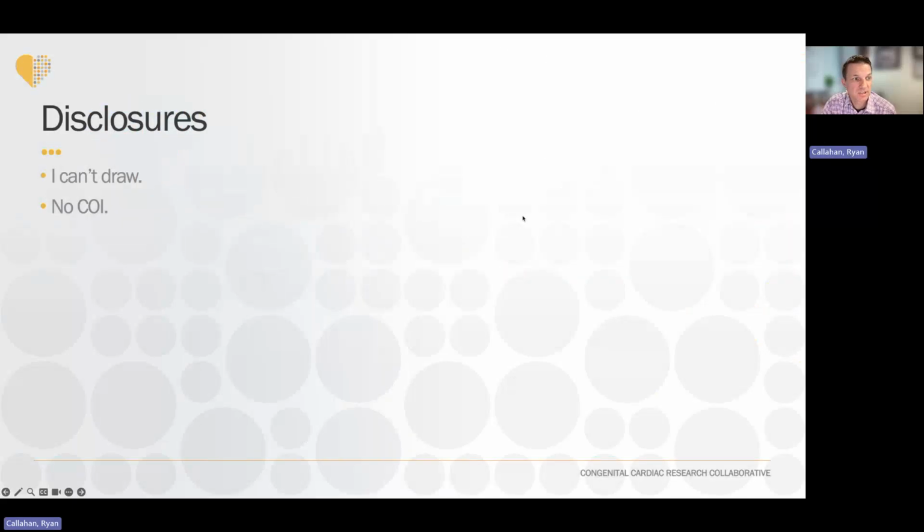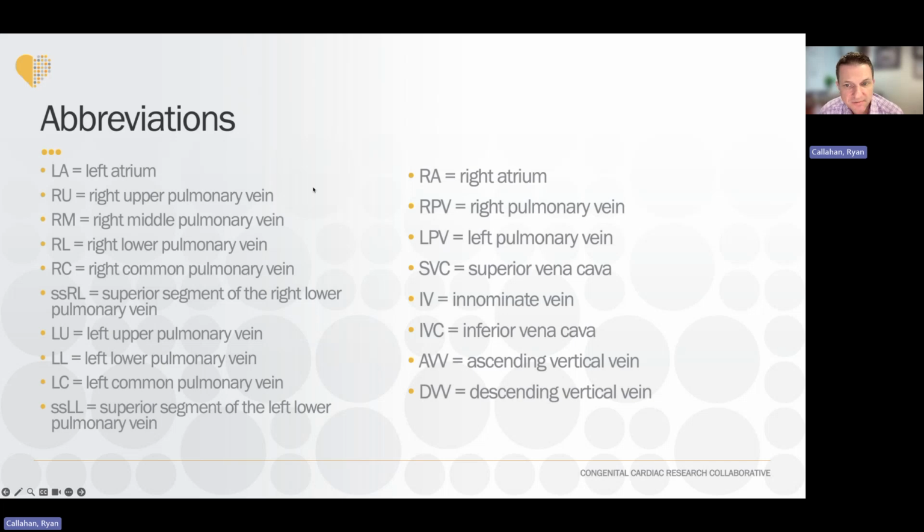So I'm disclosing that I have no conflicts of interest, but I cannot draw, so you do your best. I did abbreviate a fair number of things, or there were already abbreviations in the cartoons that I grabbed, so go ahead and give this a screenshot and use it as your reference later.